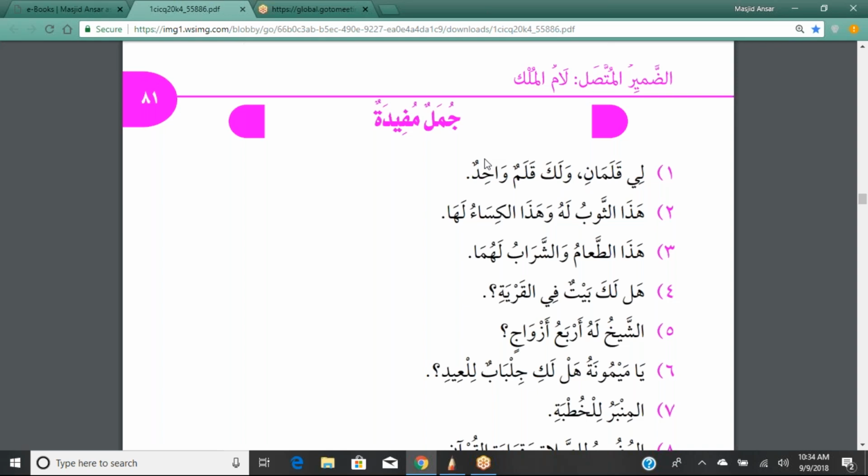Okay. هذا الثوب له وهذا الكساء لها. Now, this garment is for him, and this garment is for her. Kisa is a garment. It's not necessarily a woman's garment. It's a piece of clothing. It's a general word meaning clothing.